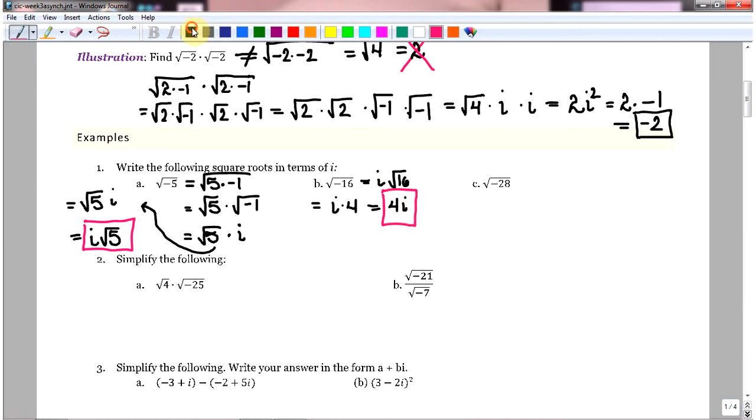All right, going on to part C. Hopefully you know your first step is going to be to take the i outside of the square root. Now 28 is not a perfect square, so we're going to have to simplify that. I know that 28 is the same as 4 times 7. So now I have i times the square root of 4 times the square root of 7. Well, the square root of 4 is equal to 2, so I'm going to write that 2 first before the i. Square root of 7, can't do anything with that, so we just leave that under the square root, and that would be our answer.